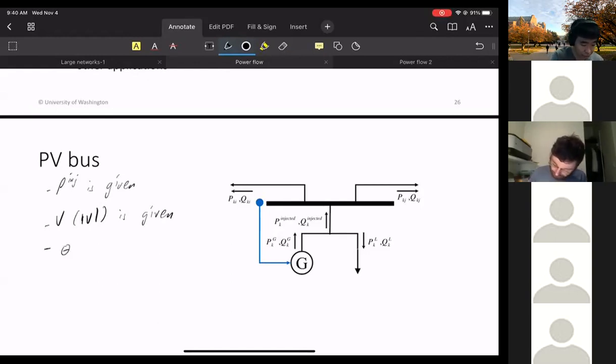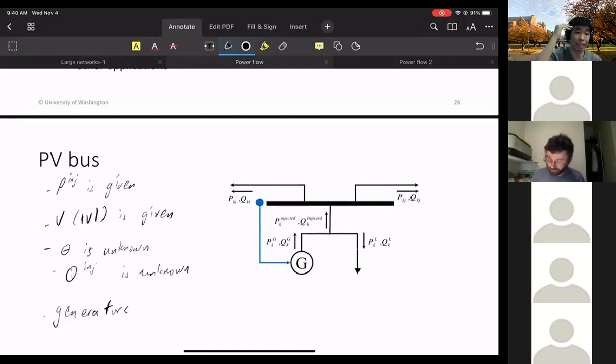Then what I don't know is, the angle is unknown. I need to solve for this. Q injected is unknown. Okay, so these are the things I don't know. And these basically model generators. Generators are thought of as a constant active power source that can keep its voltage constant at some level. That's how we think about generators.